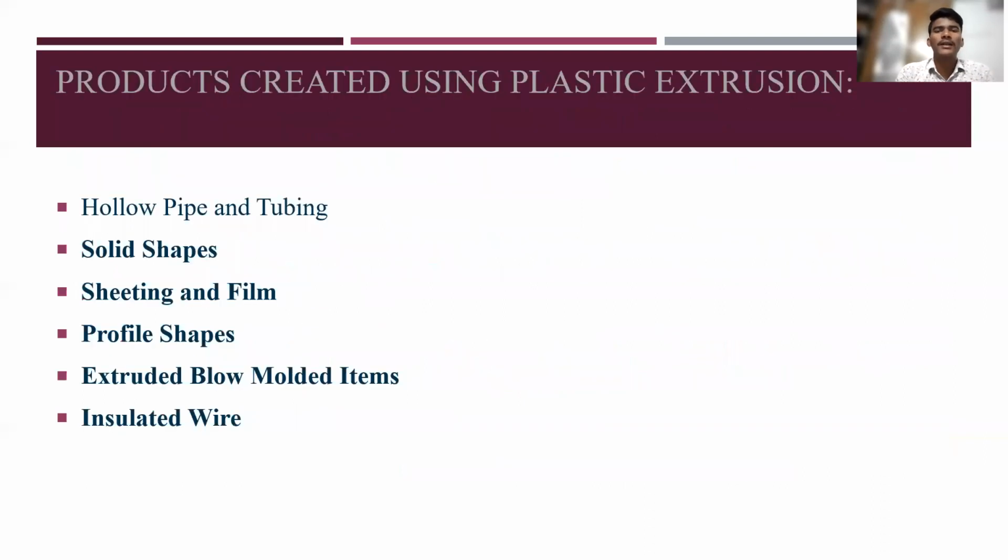Now, products created using plastic extrusion, these are the simple examples. You can make hollow pipe or tubing, solid shapes, sheeting and film, profile shapes, extruded blow molded items, and insulated wire. These are major examples of items made using the extrusion method.